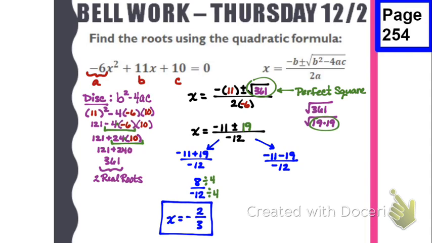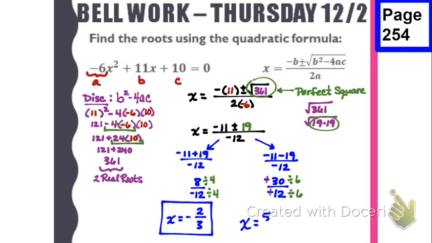All right, so let's find our other solution. What is negative 11 minus 19? Negative 30 over negative 12. 6 goes into both of those. Anything else you notice about the top and the bottom? They're both negative. What does that mean then? It's going to become a positive. So I'm going to have positive what?